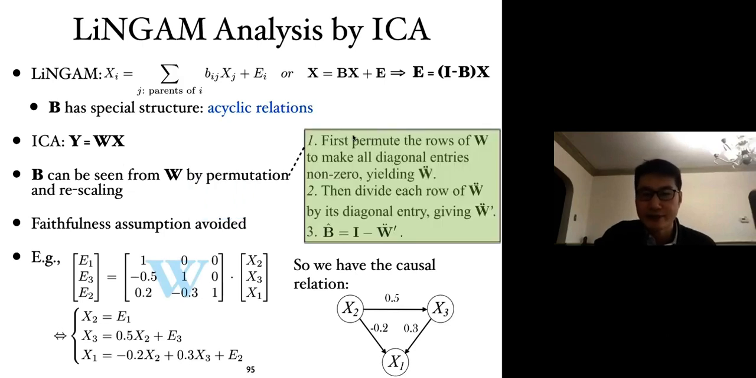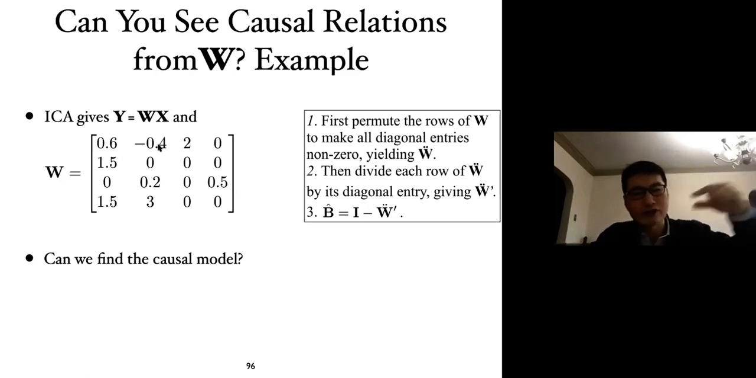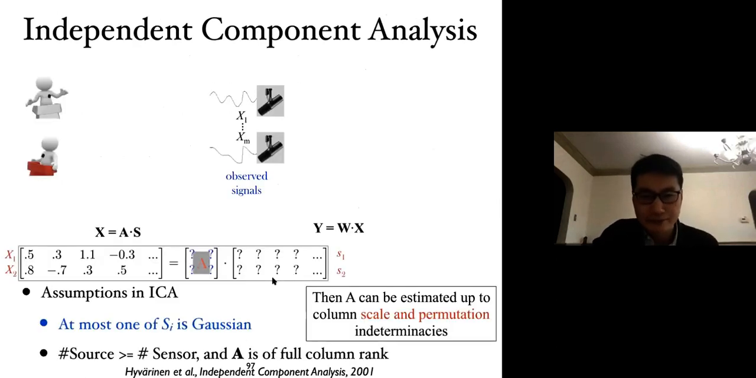Okay, I'm going to skip this, but maybe you can read this later. And you can show that the solution is unique, because if the underlying graph is the DAG, then there's only one solution to B, given the W. Notice that the solution to W is not unique, because no matter how you permute the rows of W or rescale the rows of W, you do not change the independence relations between the components of Y. However, if you go from all those W's to B, although the W solutions might be different, the solution to B is always the same. Okay, this is the ICA.